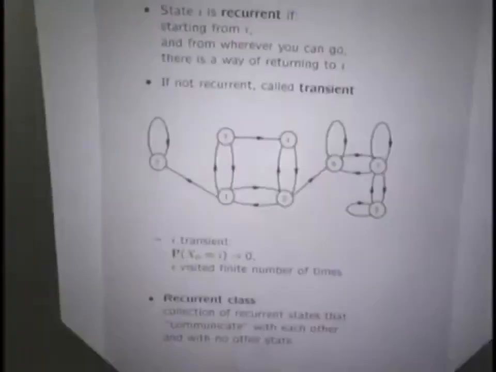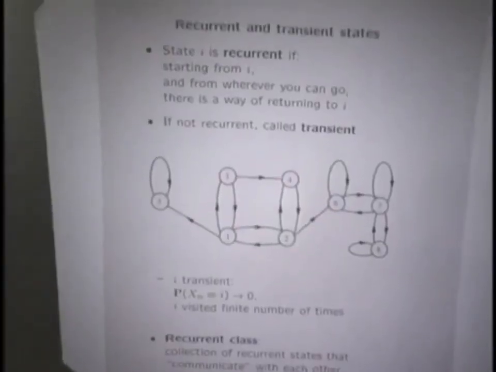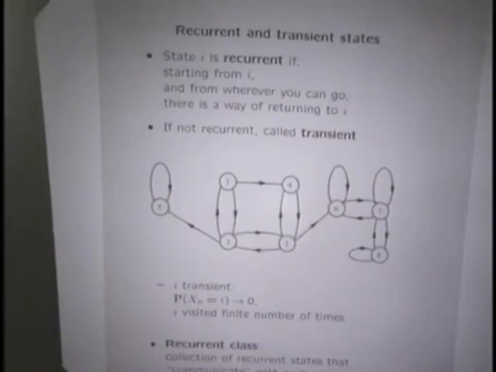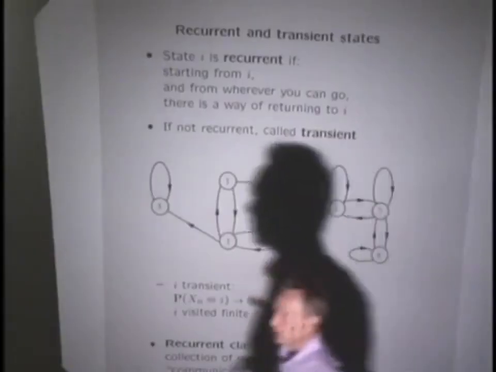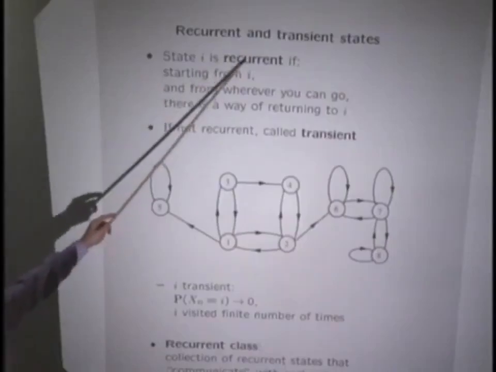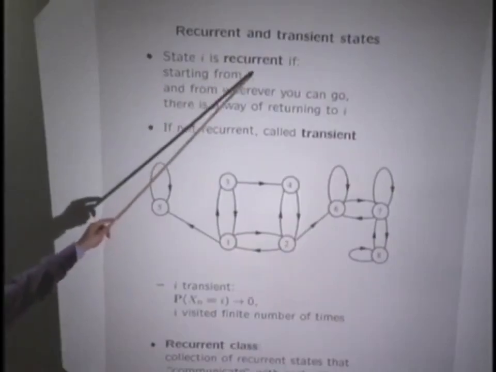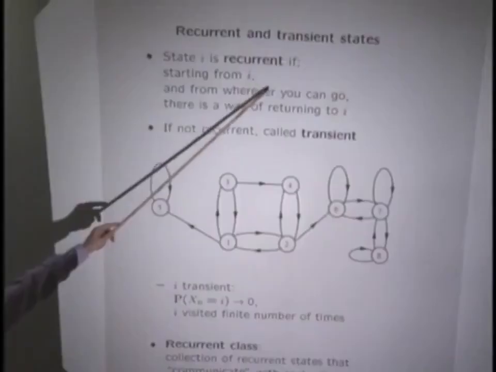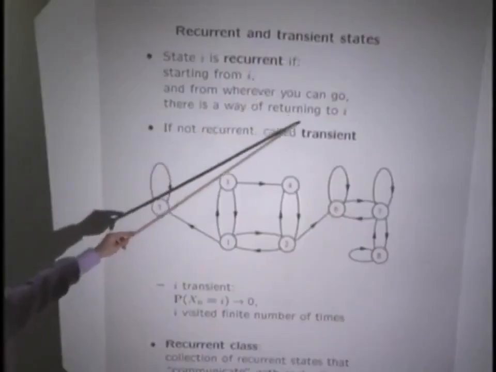Okay. So here, what we're going to do is to classify the states in a transition diagram into two types, recurrent and transient. So a state is said to be recurrent if the following is true. If you start from state i, you can go to some places, but no matter where you go, there is a way of coming back.